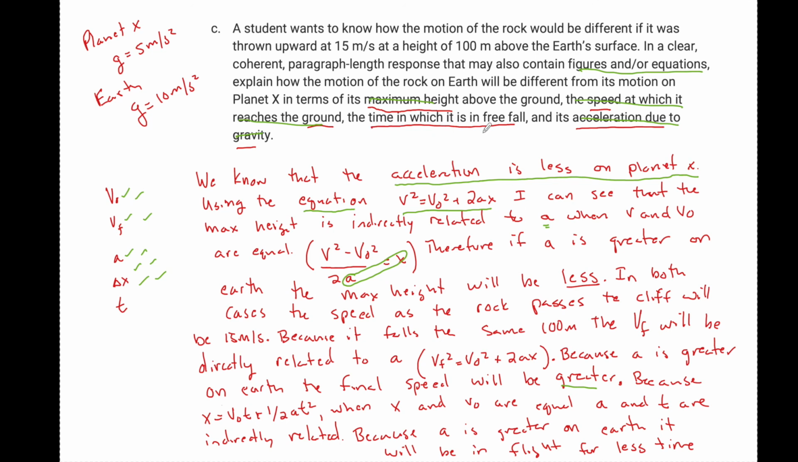Next, the time in free fall. Because x equals v naught t plus 1/2 a t squared, once again, an equation, when x and v naught are equal, which we've already talked about and proved, a and t are inversely related. If I had more room, guys, I'd probably do what I did here, and I would probably show that inverse relationship, but we know it's true. Because a is greater on Earth, it will be in flight for less time. Full answer. This one right here is probably worth the most amount of points in this entire question.